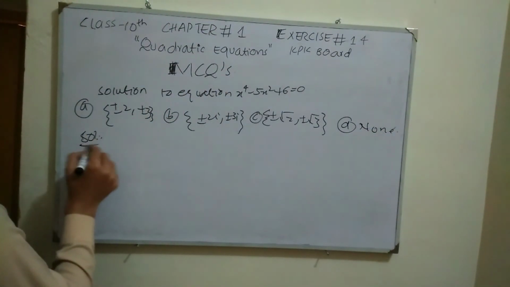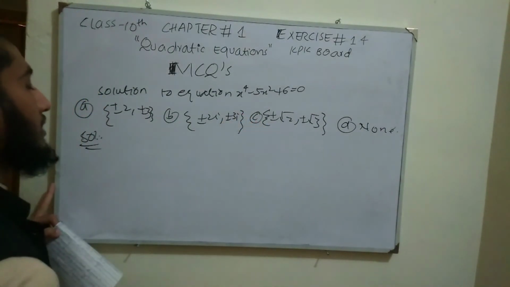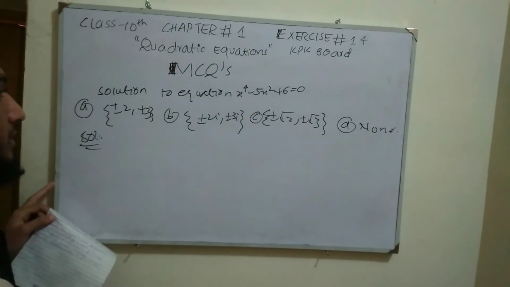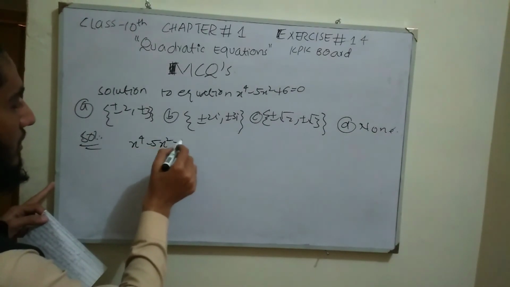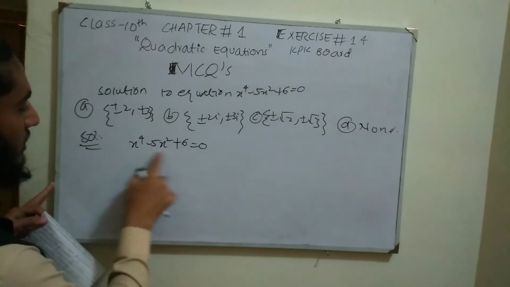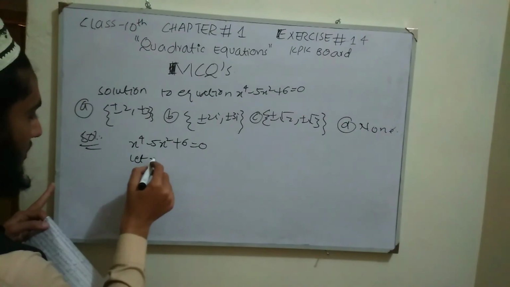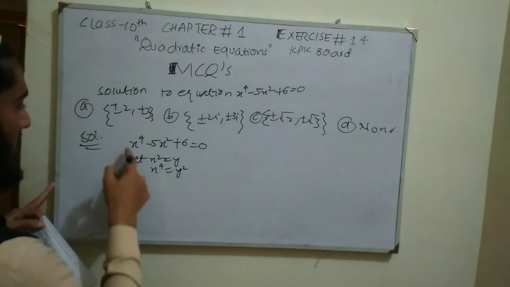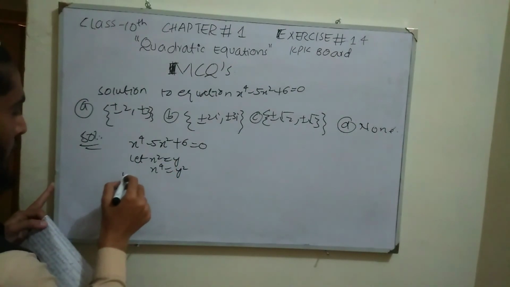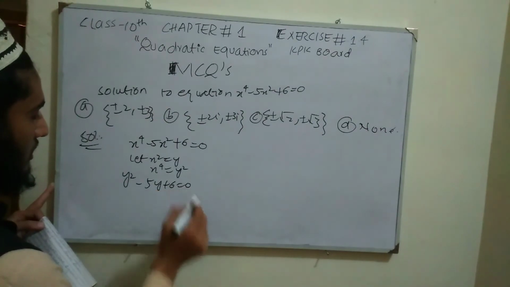Solution. You know that this equation is in the form of quadratic equation because the highest power of the variable is 4. It means that the solution must be 4. Taking the given equation, we reduce this equation to a quadratic equation by making substitution. Let x square is equal to y. So x raised to power 4 will become y square. Putting the values here, y square minus 5 times of x square is y, and plus 6 is equal to 0.